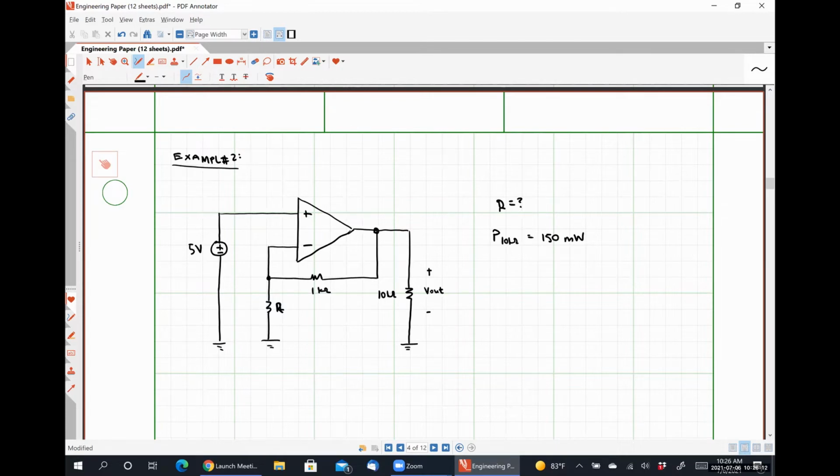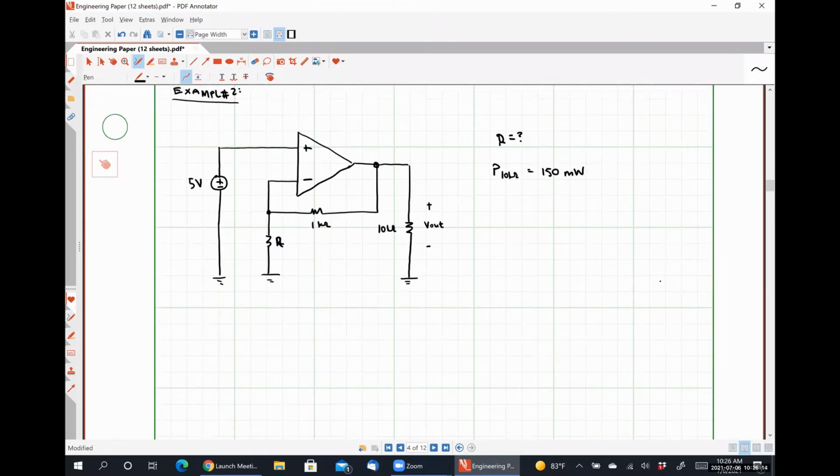Solve for V plus and V minus first. Okay, so what is V plus? 5 volts. What is V minus? 5 volts. What is step 3? KCL at the non-inverting input terminal.